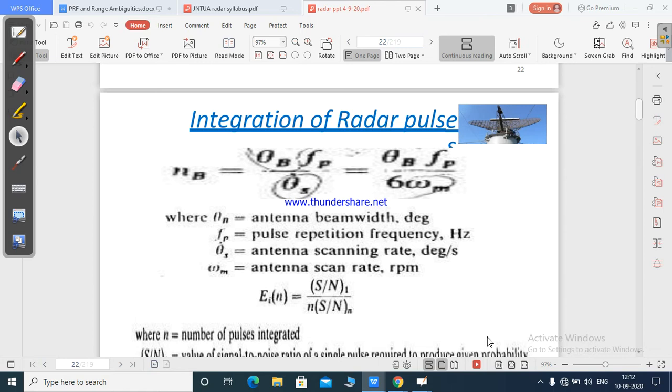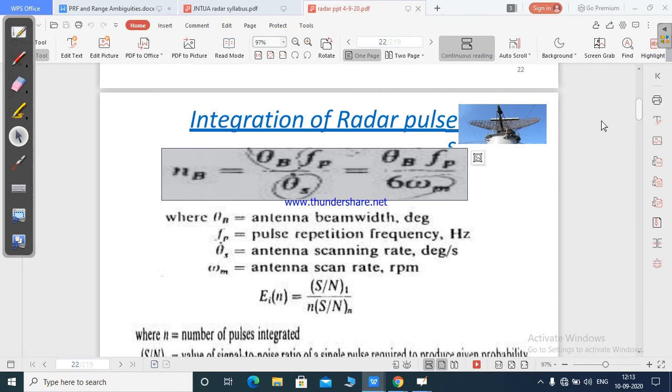We can write theta s in terms of omega m, that is the antenna scanning rate in rotations per minute, and sigma. Theta s is equal to sigma into omega m. Sigma is nothing but the radar cross section, that is the cross sectional area of the target.